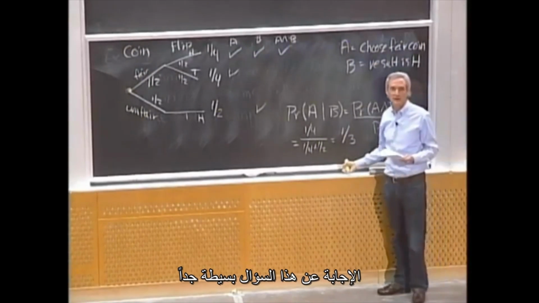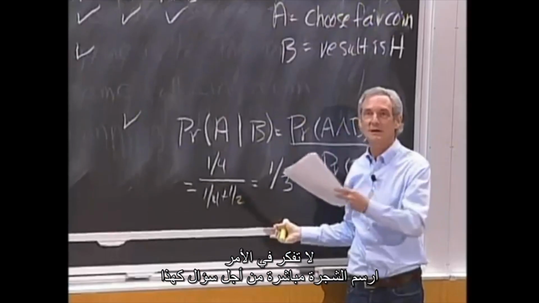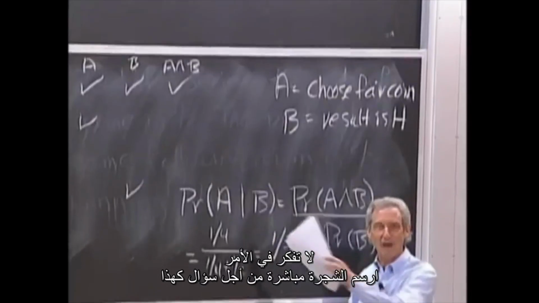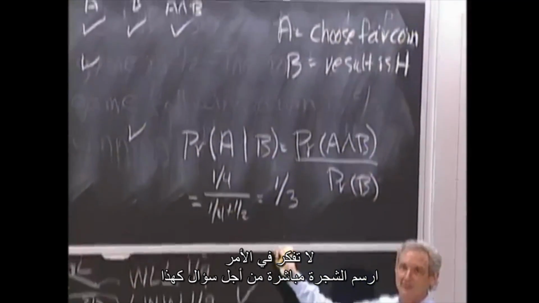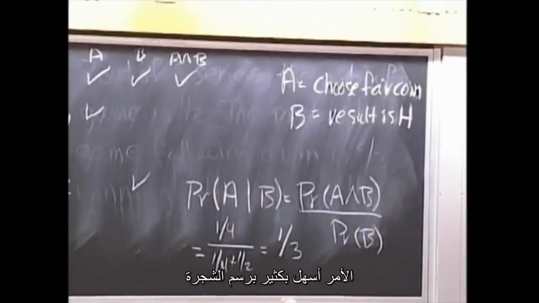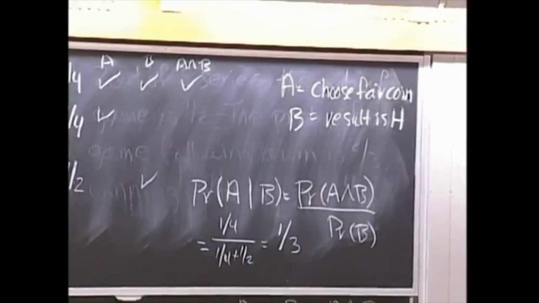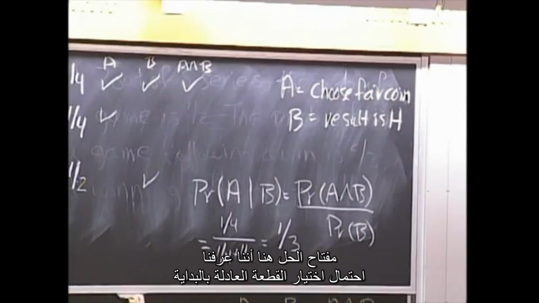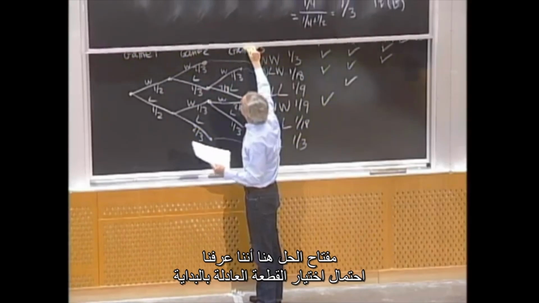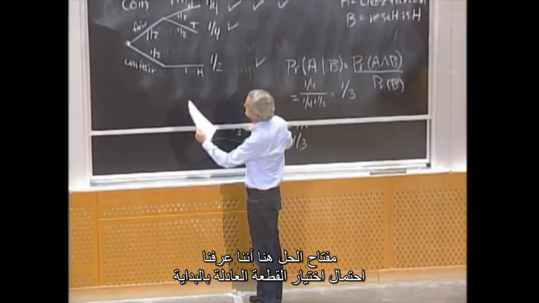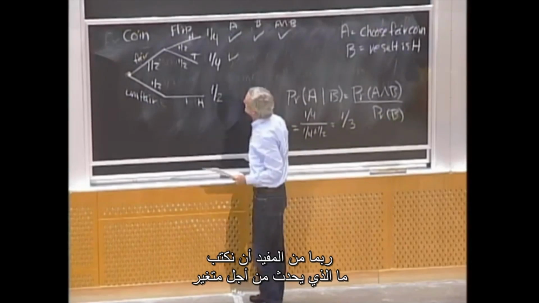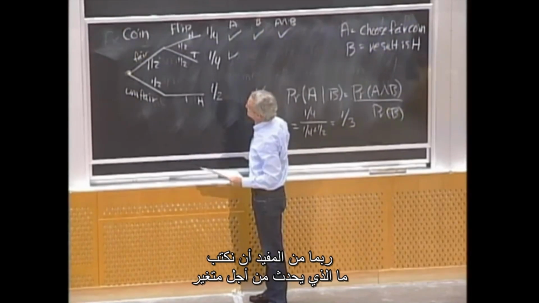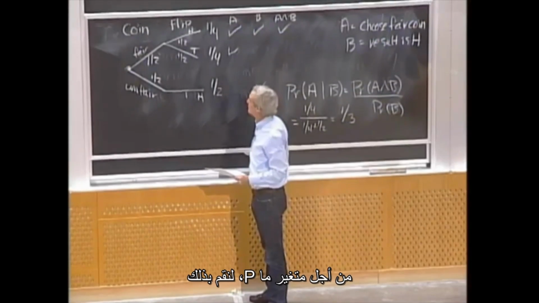Really simple to answer this question. Just don't even think about it. Just write down the tree when you get these things. So much easier just to write the tree down. All right, now, the key here is we knew the probability of picking the fair coin in the first place. Maybe it's worth writing down what happens if that's a variable, some variable p. Let's do that.